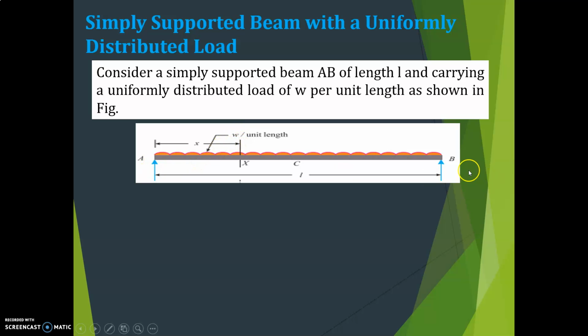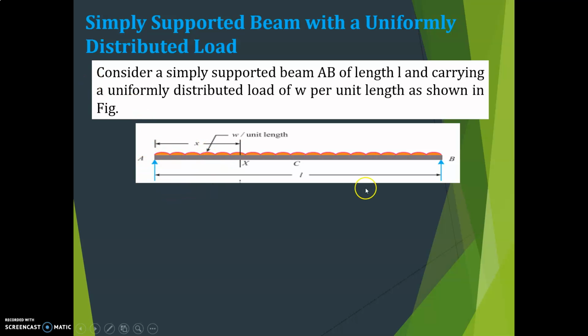You can see here this is a simply supported beam AB of length L, and the UDL is acting for the whole length, that is W per unit length. A UDL is always represented by intensity, that is W per unit length. Then we have to convert it into load. How? Multiply by the distance.